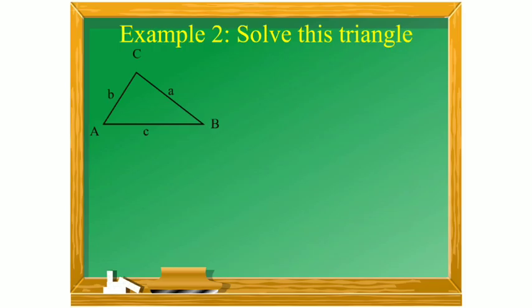Another example of AAS, the two angles and one adjacent side. So these are our values. Angle A is 45 degrees, angle B is 50 degrees, and side A is equal to 30. First, we will solve for the value of angle C. By mentally solving, what is the value of C? Very good. It is 85 degrees.